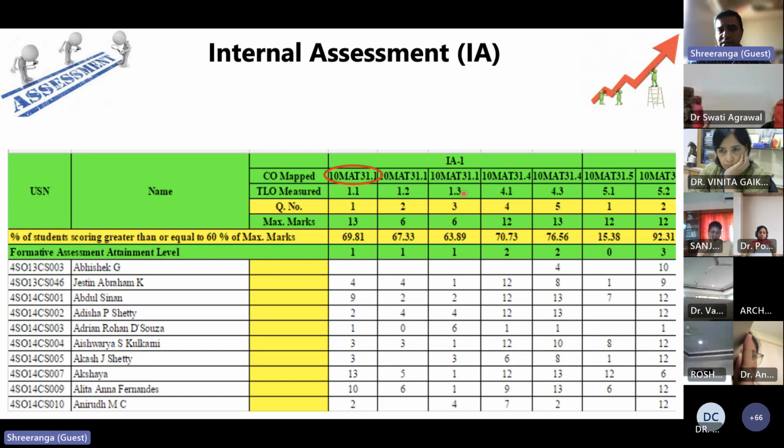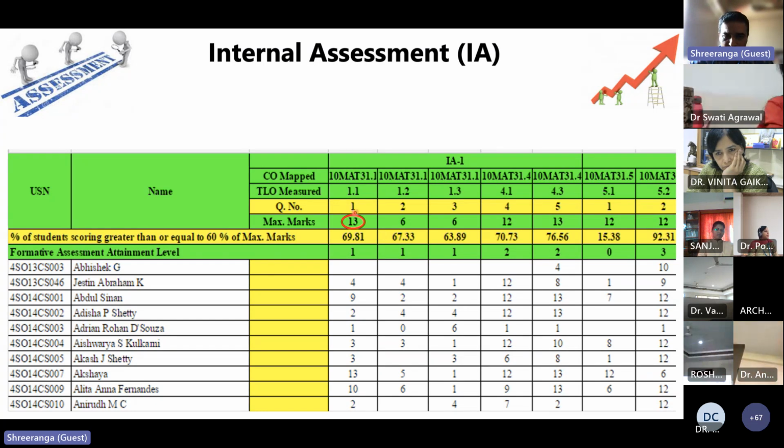So this is the CO. As you can see, numbers are common. That common number is going to indicate that it is a specific CO's TLO. You can see fourth CO in that first TLO, because that is 4.1. So in that perspective, we have written a value just for the coding purpose.